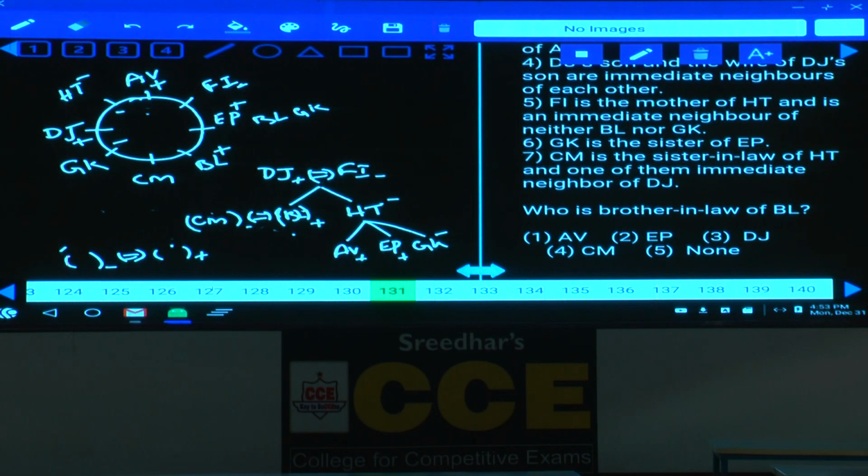Now in questions 131 to 135, who is the brother-in-law of BL? The brother-in-law of BL cannot be identified, it is not given. The brother-in-law of BL must be either CM's brother or HD's husband, and neither of these two is given. Hence for 131, what is your answer here? 131.